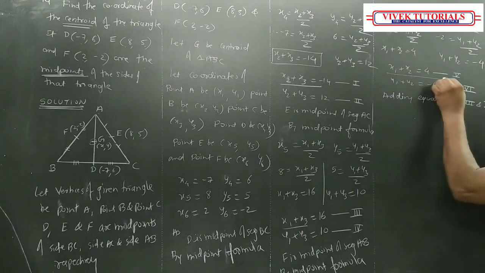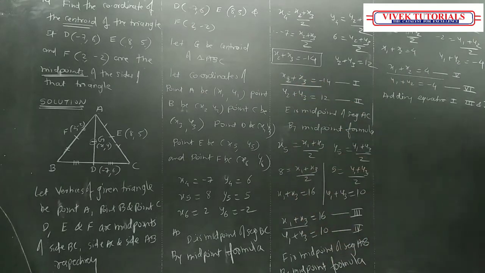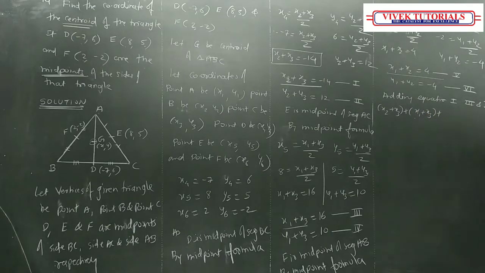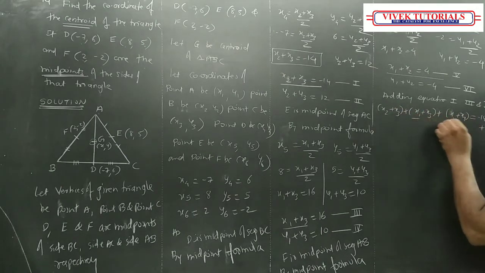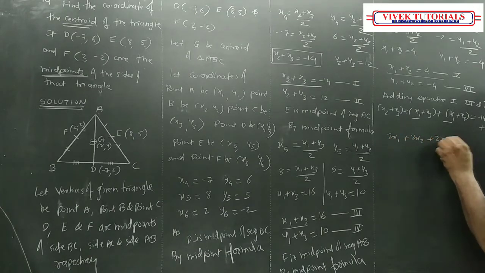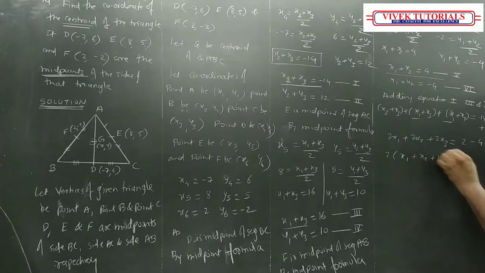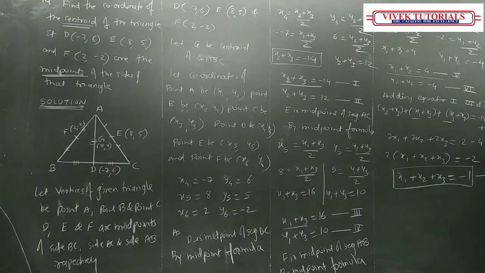The x ones. If I add these, I get x2 plus x3 plus x1 plus x3 plus x1 plus x2 is equal to minus 14 plus 16 plus minus 4. So adding, there are 2x1 plus 2x2 plus 2x3, which is equal to 2 minus 4. Taking 2 common, x1 plus x2 plus x3 is equal to minus 2, or x1 plus x2 plus x3 becomes minus 1. This is your equation number 7. So we got x1 plus x2 plus x3 is minus 1.